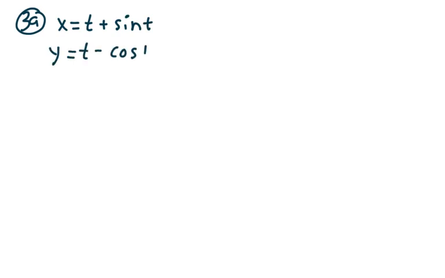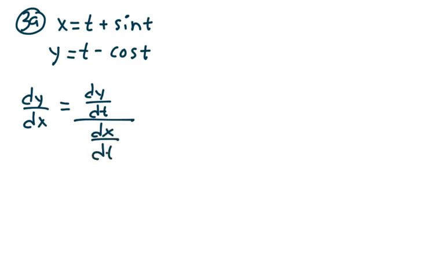So let's take a look at 3A. So here I have x equals t plus sine of t, and y equals t minus cosine t. And what do I want to do first? I want dy/dx. Well, that's dy/dt divided by dx/dt, right? So dy/dt is 1 plus sine of t. dx/dt is 1 plus cosine t. And that's how we do the first derivative.